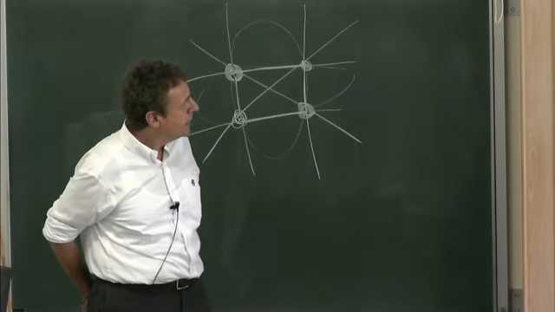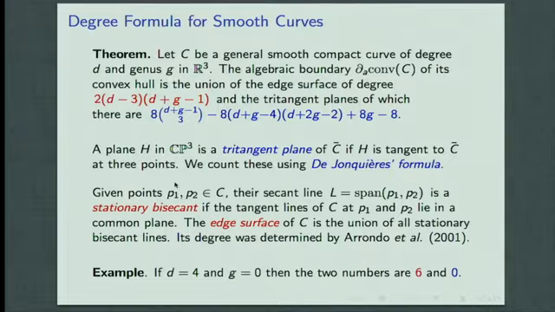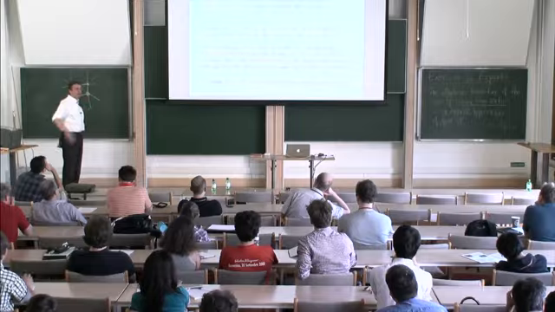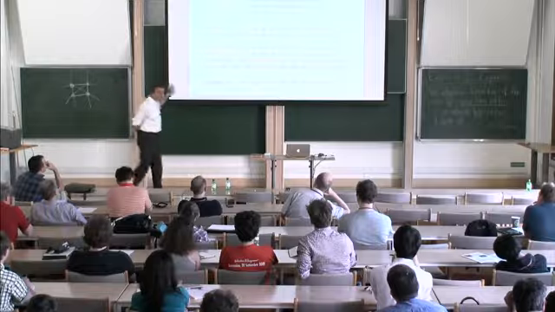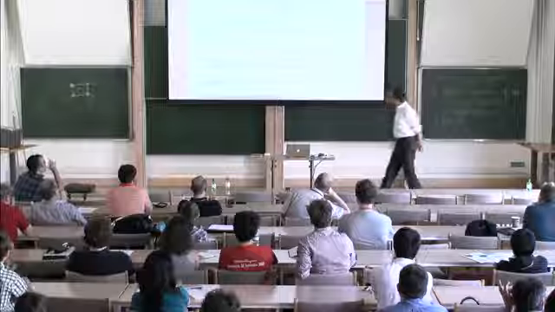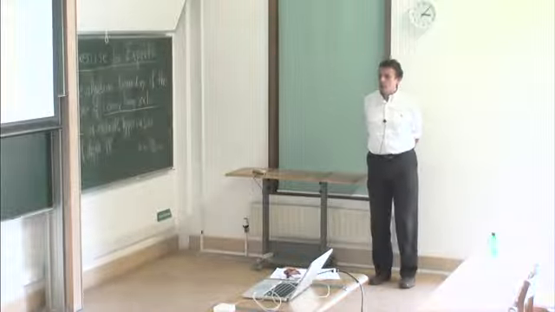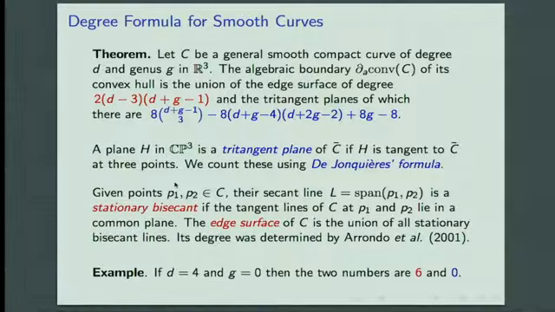Okay? So I'm going to say that a secant line between 2 points, P1 and P2 on this curve, is a stationary bisecant if the tangent lines actually meet, if they lie in a common plane. The edge surface is the union of all stationary bisecant lines. So to answer Bernard's question, I carry out this elimination. I write this in terms of polynomials, and I carry out the elimination. Again, the hard part was done by others. So Arondo and co-authors in 2001 found the red formula for the degree.